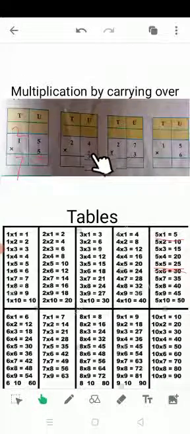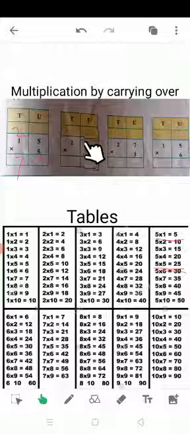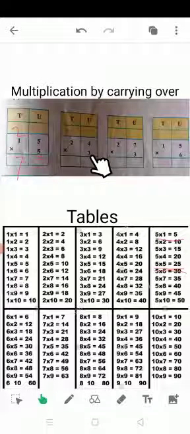24 multiplied by 3. We use the table of 3 for solving this sum. Firstly, on the unit side, I will read the table of 3 till 4.